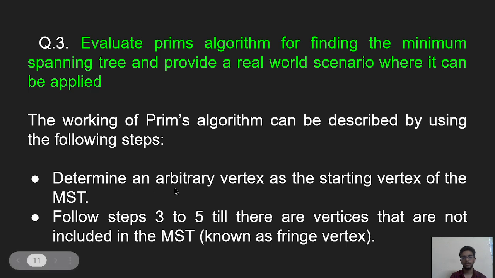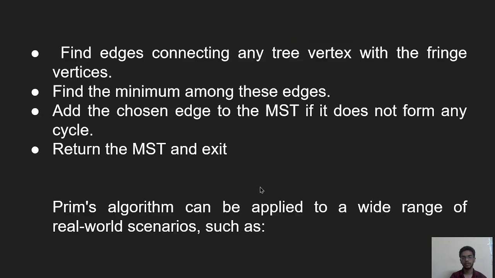So we will determine an arbitrary vertex, the starting vertex. We will find edges connecting that vertex with the fringe vertex and find the minimum among all those edges. Add the chosen edge to the MST if it is the minimum edge and if it does not form a cycle. Then return the MST if it's formed and exit. The MST will be formed when all the vertices are visited. So that's how Prim's algorithm works.